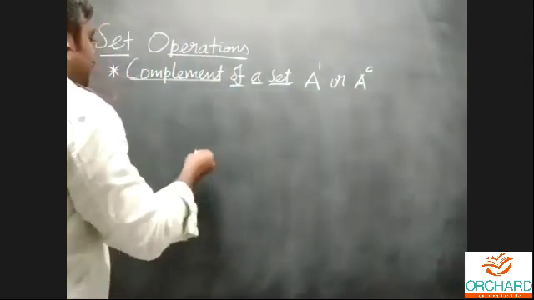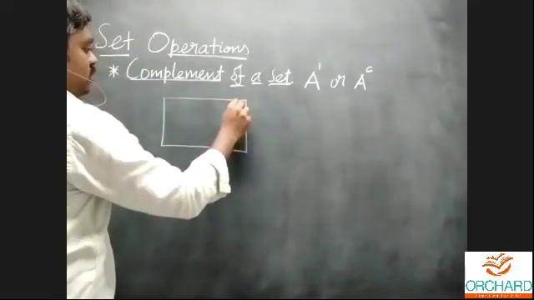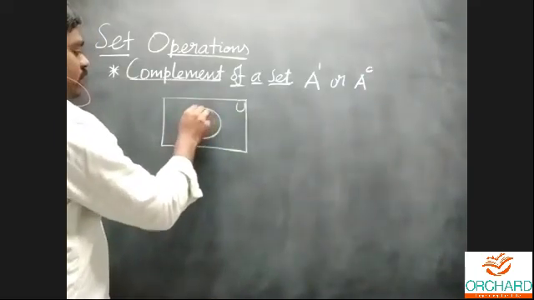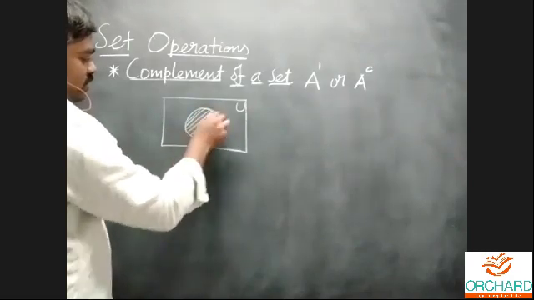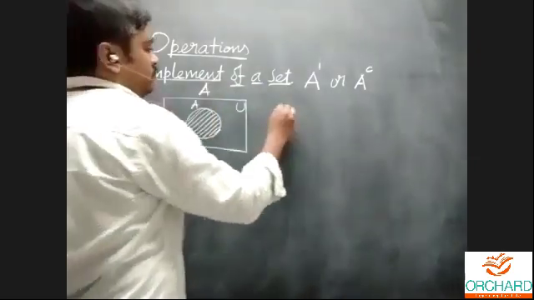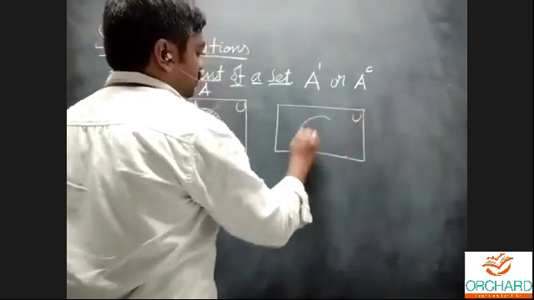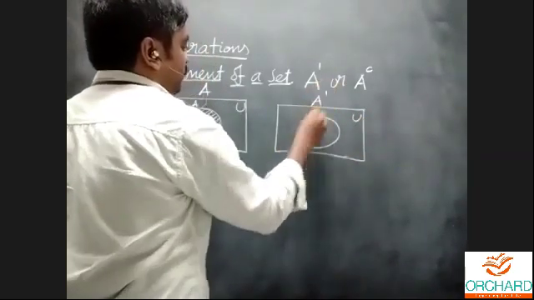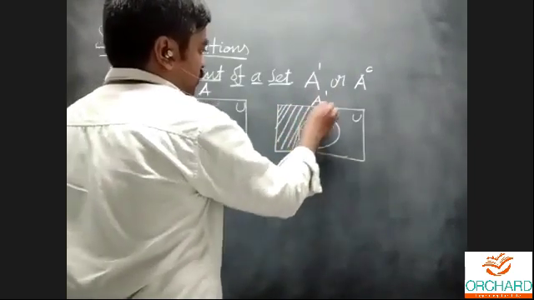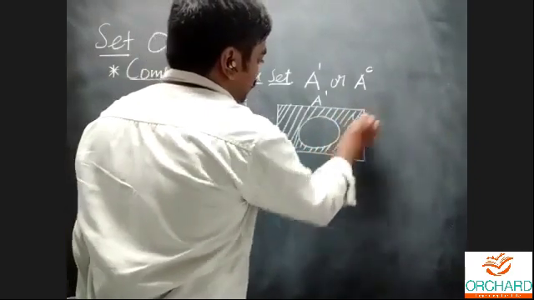For example, to represent it in a Venn diagram, this is the universal set U. This is set A. First you can shade A. What is meant by A dash? Except the set A, this is the universal set. Okay, this is called A dash.